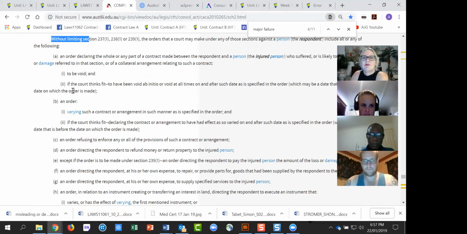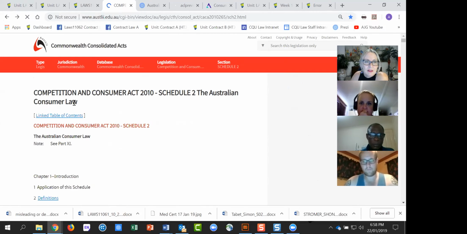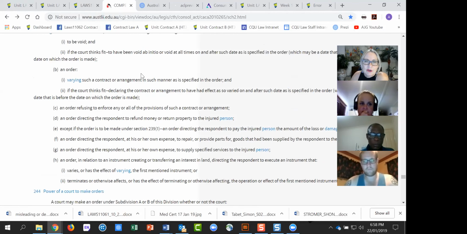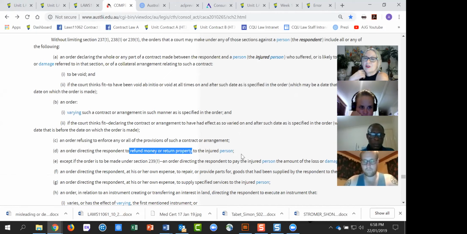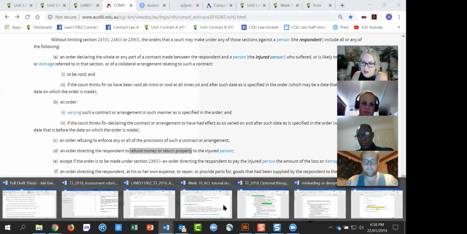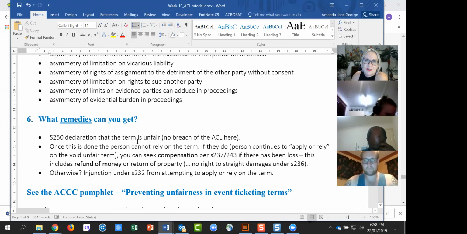So you can declare things void under 243. It can either be void ab initio or just after such date as specified. There you go. There's something a little bit different, a little bit unusual. They can vary contracts. Oh, there we go. They can vary contracts. Here, look at this here. Refund money. Okay, so under 243, yes, she can get a refund, but it's a very circuitous route. Okay, so I'll leave that up to you as to whether or not you think that this is a fun little provision to use.